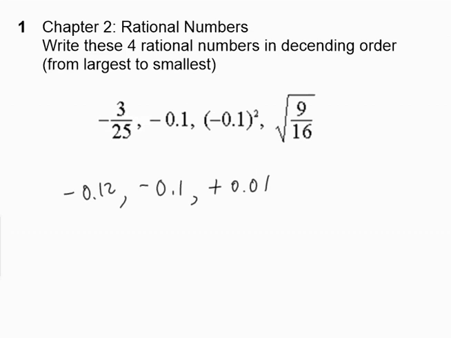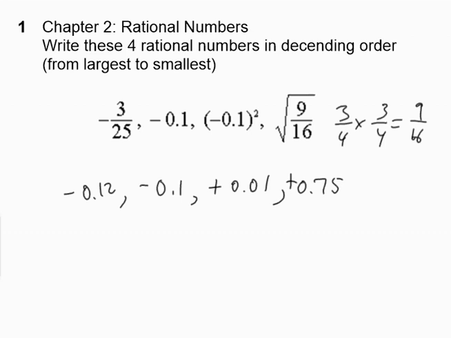All right? And finally, we have the square root of 9/16. Remember, we said what fraction multiplied by itself gives 9/16? Since the numerator is a perfect square, it's going to be 3. And since the denominator is a perfect square, 16, it's going to be 4 times 4. And therefore, it's 3/4, which I think everybody knows. 3/4 as a decimal is 0.75.